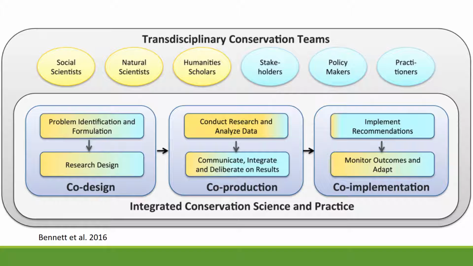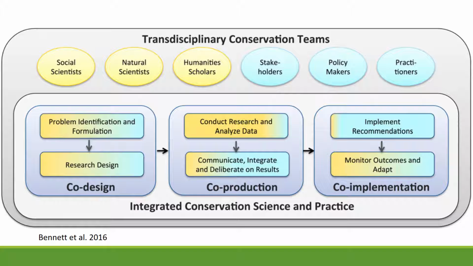A step to successfully integrating social sciences into conservation science is to develop transdisciplinary conservation teams. You will notice at the top of this table that there are 6 different bubbles with groups of people. We have social scientists, natural scientists, and humanities scholars in one group, the yellow group, and in the blue group, there's the stakeholders, policymakers, and practitioners. This creates a transdisciplinary conservation team because we have people that can cover all bases of a conservation problem.